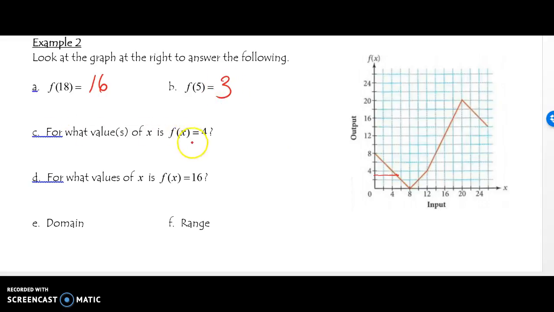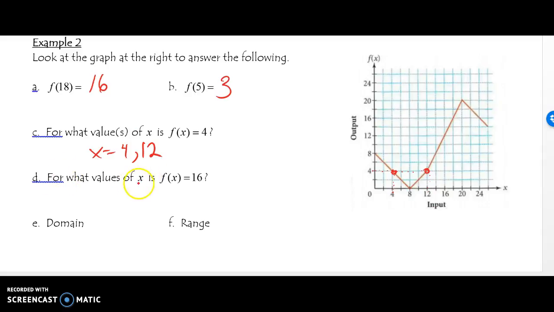For what values of x is f of x equal to 4? So now we're given the y value. So where y is 4, we want to figure out what x values does it happen. So that is at x equals 4. We got to look for all of them, and you see that we have another spot here where y is 4, and that also occurs at x equals 12.